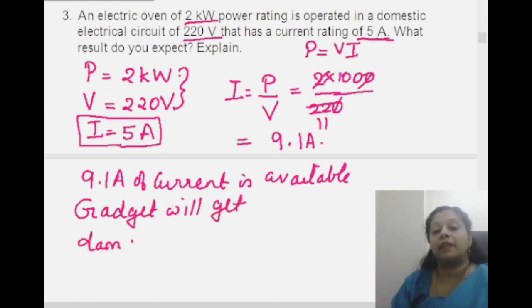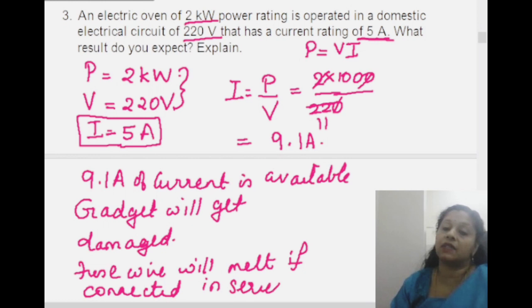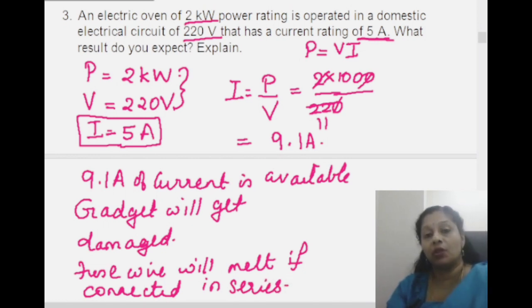Or if there is a fuse wire, it will melt. In which way is fuse wire connected? Series. Fuse wire is always connected to the circuit in series. So if there is no fuse wire, the damage will occur to the appliance. At the same time, if there is a fuse wire, it will protect the appliance by melting itself.